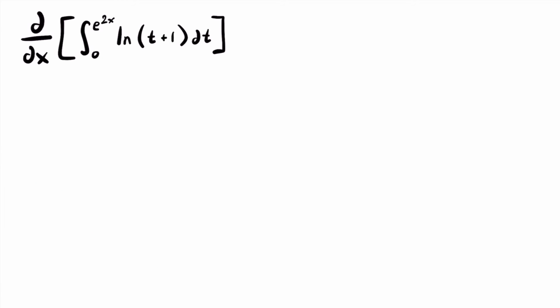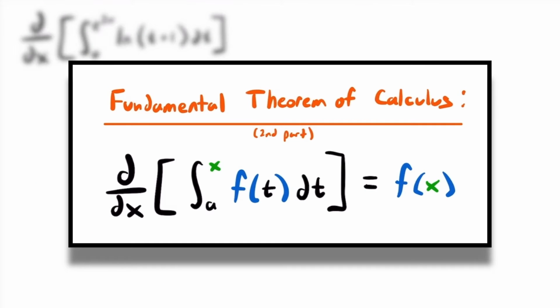Okay, and so first off, let's just do a quick refresher on the fundamental theorem of calculus. In particular, we're going to focus on the second part of the fundamental theorem of calculus, which looks like this. We know that the derivative with respect to x of an integral from some constant a to x of a function f of t dt is equal to f of x.